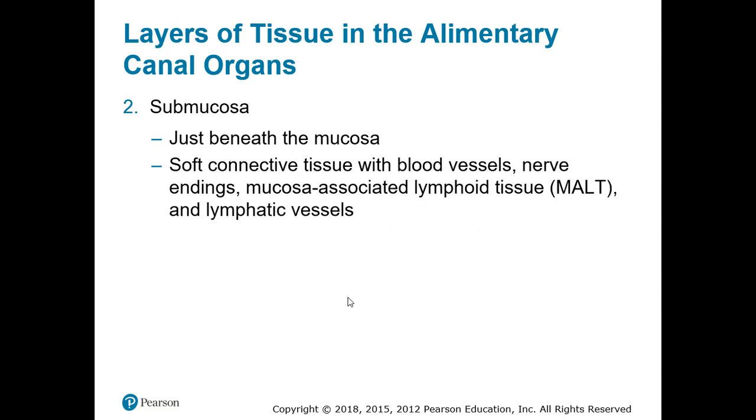The second layer is the submucosa. This is located just below the first layer. This is where you're going to find a lot of blood vessels, a lot of your nerve endings, and a lot of lymphatic vessels. So remember, lymphatic is going to be used for your immune system, so it fights infection.